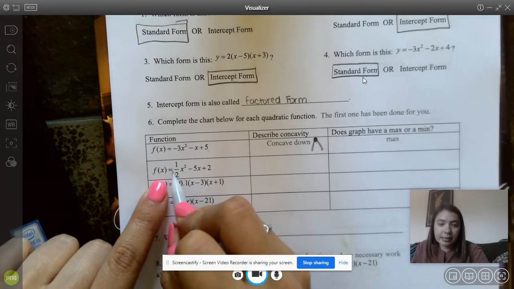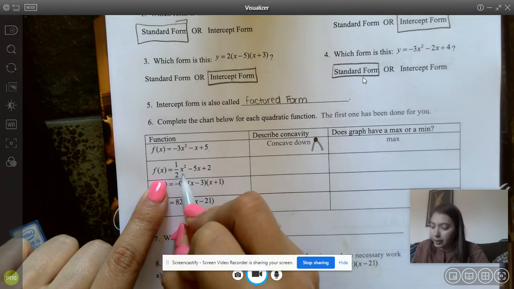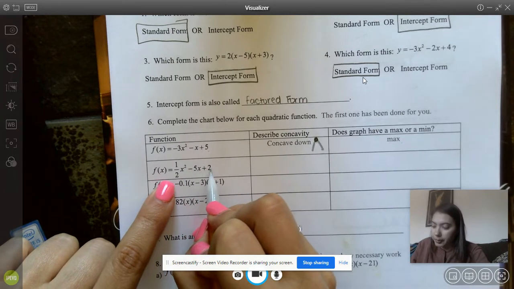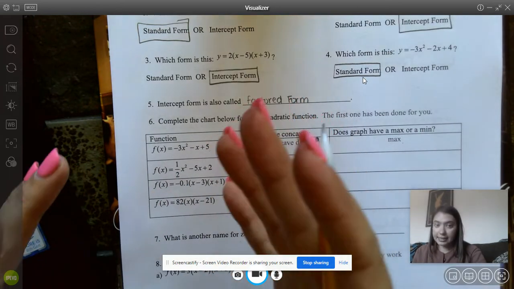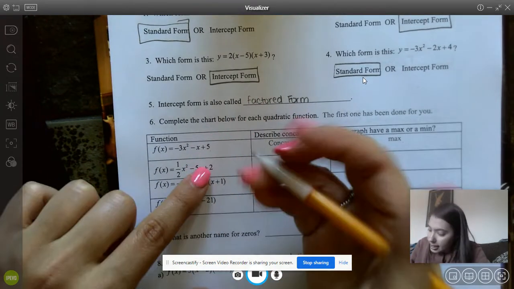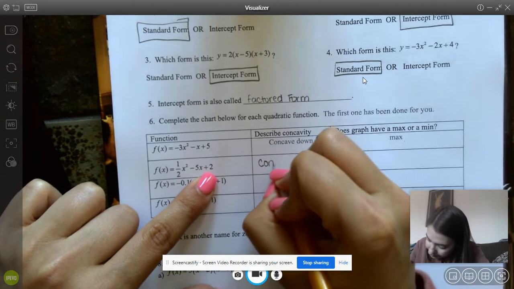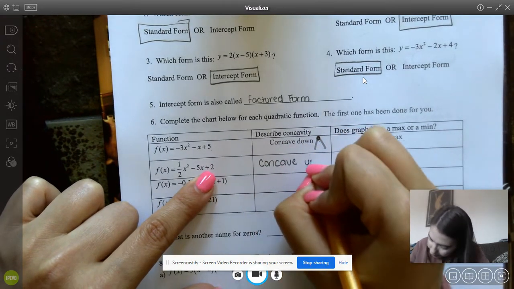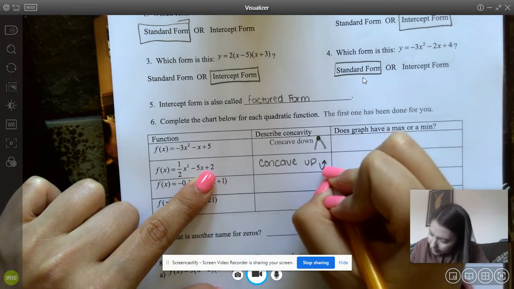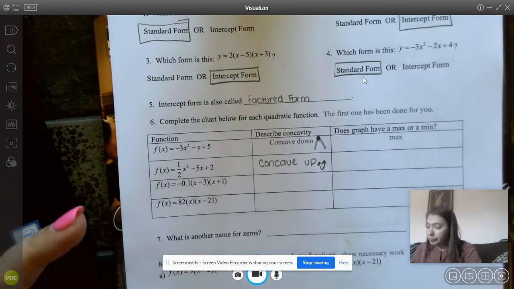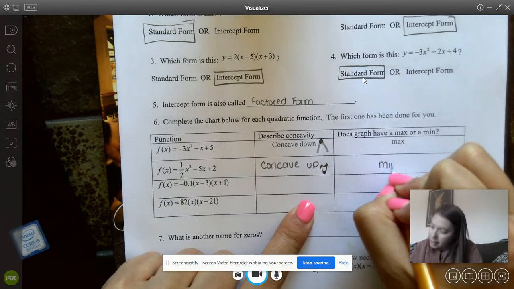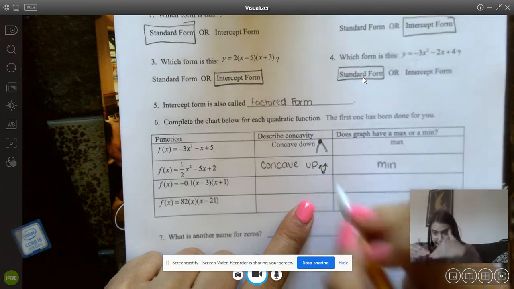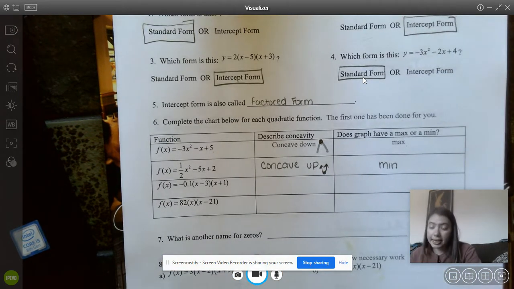Function number 2 is the function of 1/2 x squared minus 5x plus 2. Because this function is positive, okay, has nothing to do with the a value being 1/2, it has everything to do with the 1/2 being positive, this is going to be a concave up parabola. So it looks like this, okay? And again, you do not have to draw these if you don't want to, but a concave up parabola has a minimum value because this is the very lowest point or the dip that you have in a positive parabola.